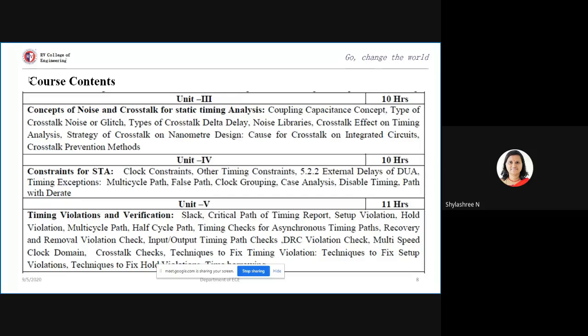Then what about unit 4? Unit 4 is about constraints for STA. What are those constraints? Clock constraints and other timing constraints, external delays of DUA, timing exceptions, that is multi-cycle path, false path, clock grouping, case analysis, disabled timing, and path with derate. In this particular unit, the specification for the design is defined based on the customer requirement. Yes or no? Do you agree with this?